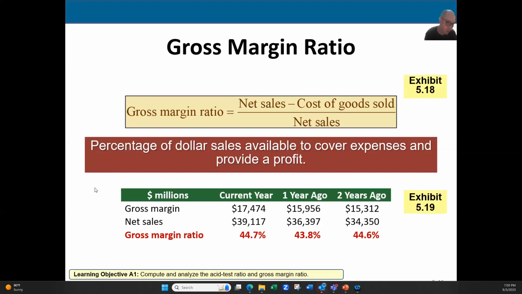And one of the last ratios I want to mention today is the gross margin ratio. So important. This tells me how well I'm covering all of my expenses in order to generate a profit. That's the best way I can explain it. So we take net sales minus cost of goods sold, divided by net sales. That gives me the gross profit margin ratio.